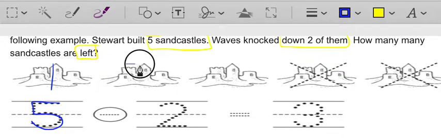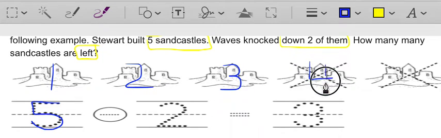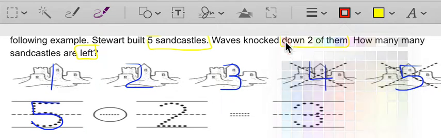1, 2, 3, 4, and 5. We have 5 sandcastles. Now let's keep reading to see what's next. Waves knocked down 2 of them. So if the waves were coming, and waves can usually be pretty strong, what do you think happened to the sandcastles? It pushed them away. It knocked them down.